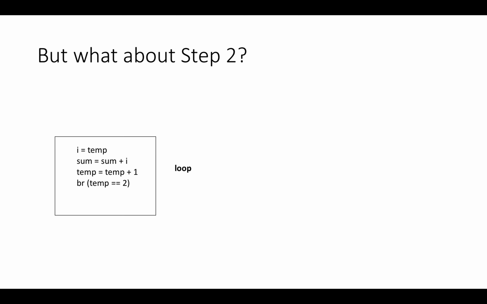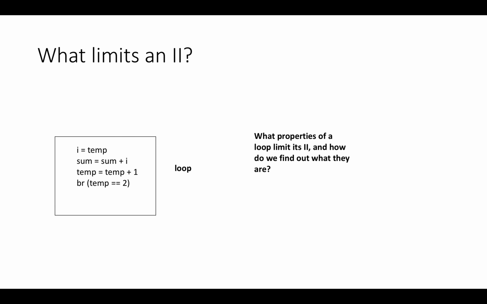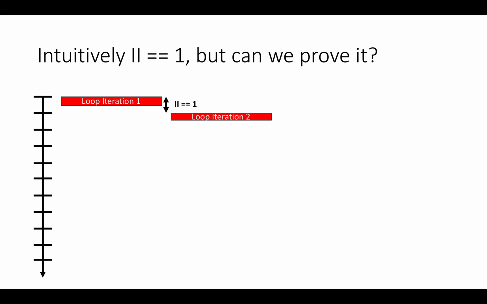Okay, so what about step 2, computing the initiation interval? We know that we can design a combinational circuit that executes one iteration of the loop body, so what's the smallest initiation interval we can get? Well, first let's just use our intuition. If the loop finishes inside of a single cycle, we ought to be able to do it in one iteration, but what are the properties that could limit the initiation interval, and how do we figure out what they are? Well, first of all, again, let's just look at the intuition, right?